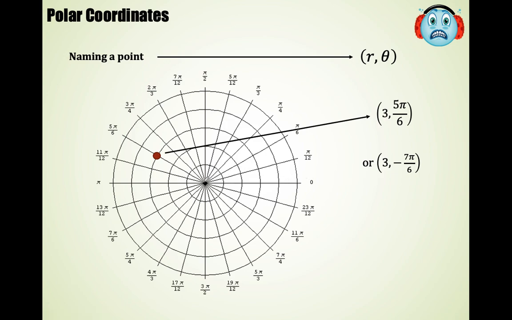Three negative. So the 3 is positive, so again you have to go 1, 2, 3. But then instead of rotating in the positive theta direction, you're going to rotate 7 pi over 6 in the negative direction. 1 pi over 6, 2 pi over 6, 3 pi over 6, 4 pi over 6, 5 pi over 6, 6 pi over 6, and 7 pi over 6. And of course, in the wrong direction.